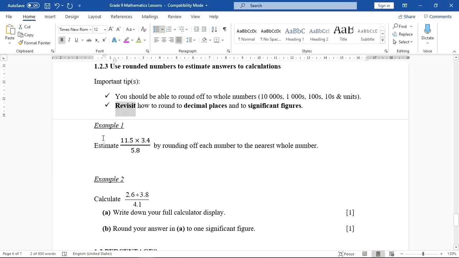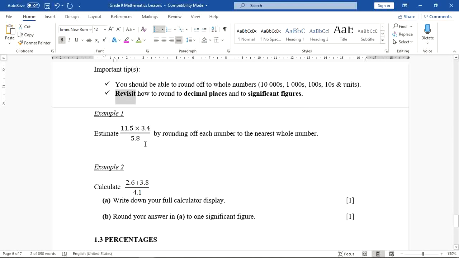So let's say this comes in the test or in the exam. It says estimate 11.5 times 3.4, everything divided by 5.8. So you're going to estimate this by rounding off each number to the nearest whole number. Meaning that we are not going to punch this in the calculator. We are going to round off each number to the nearest whole number, and then we can do that without a calculator.